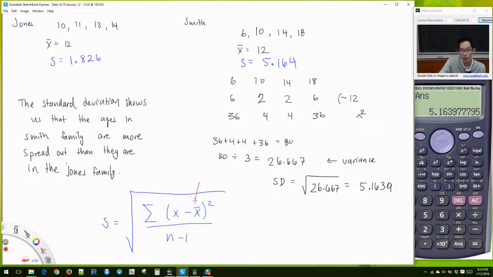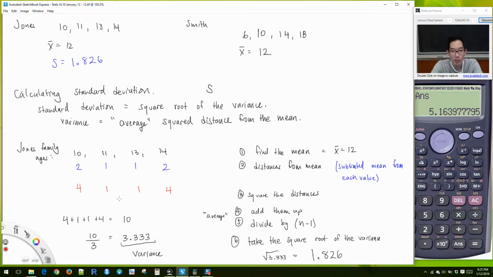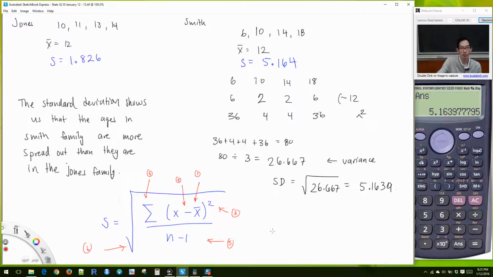So step 1 was find the mean, right? Step 2 was take the difference of each of these, subtract the mean from each value, and then we're going to square those distances, so that's the square that you see there. The 4th step was add them up, and then the 5th step was divide by n minus 1, and the 6th step was take the square root, okay? So all 6 steps that I listed out on the previous page show up in our formula for the standard deviation.